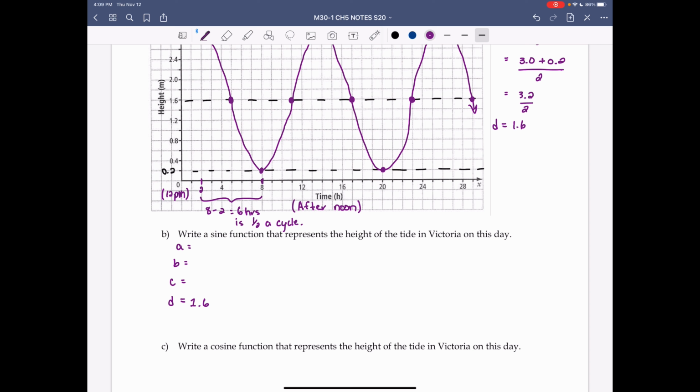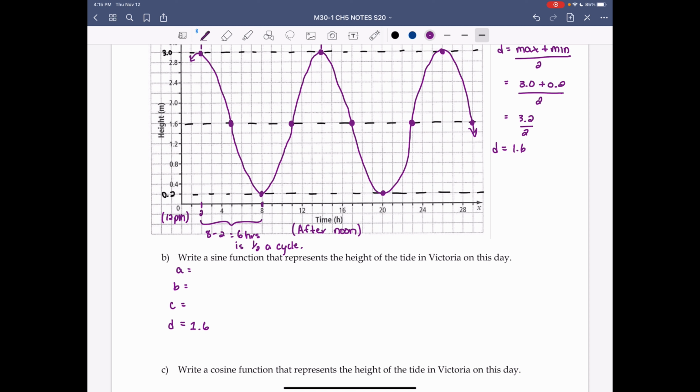Let's find the amplitude of the function. Amplitude is the absolute value of A, which equals max minus D, or D minus min. In this case, that is 3.0 minus 1.6, which gives us an amplitude of 1.4.